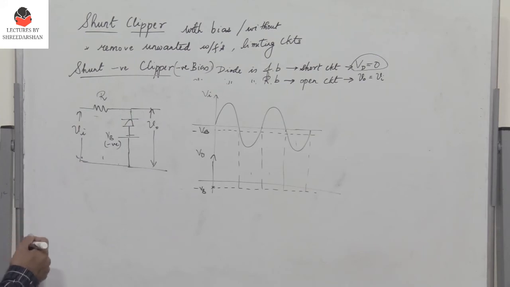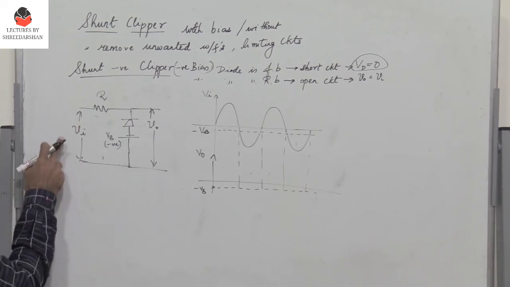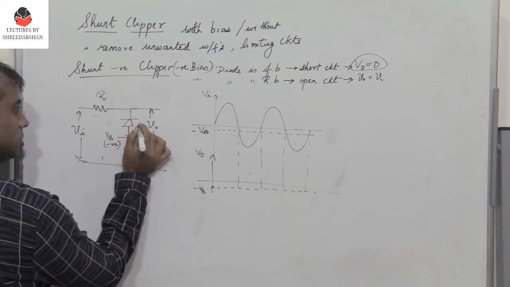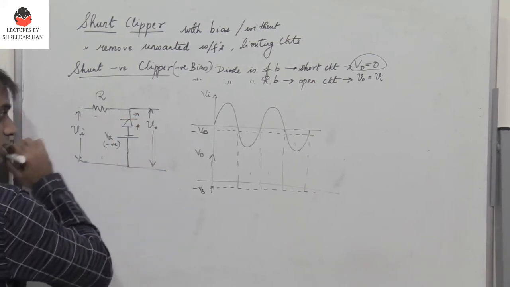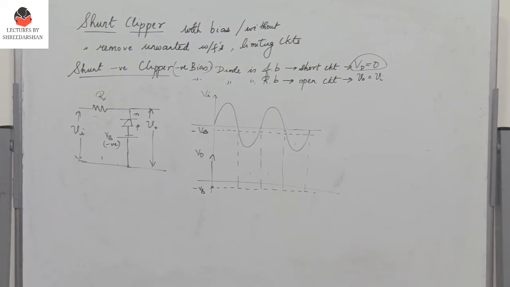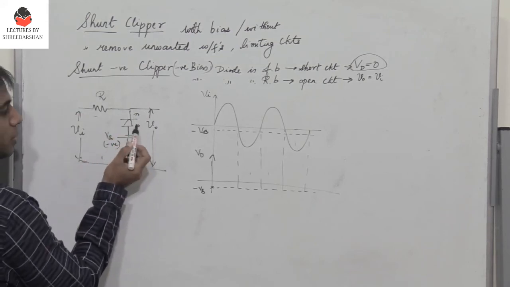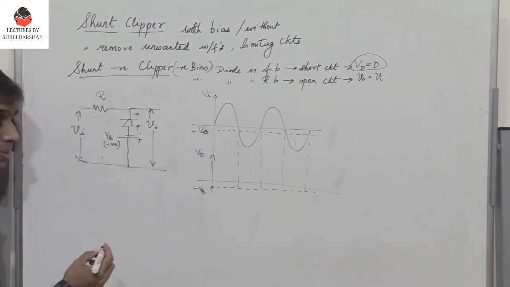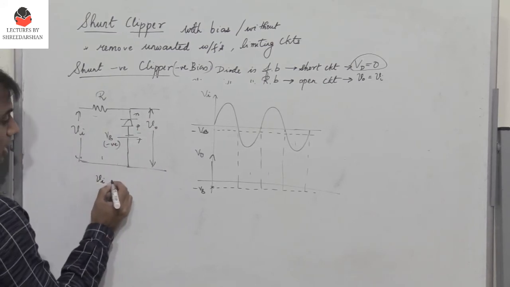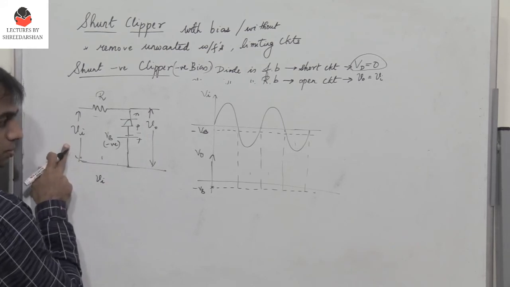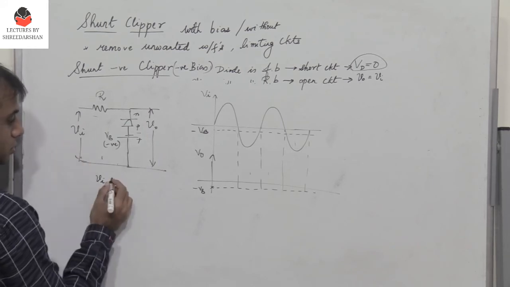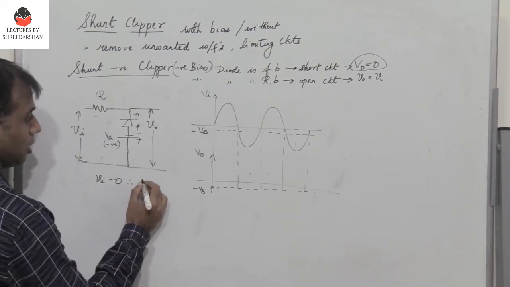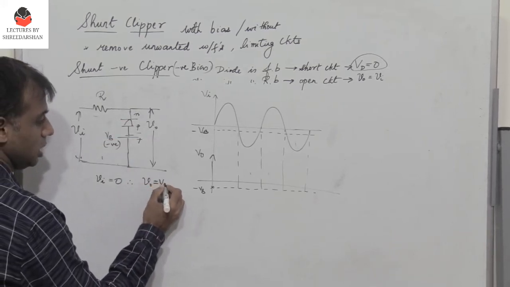So this is a shunt negative clipper with negative bias. Let's assume that the input voltage is 0. When the input voltage is 0, this is P and N. So what is happening here? We find that the diode is already reverse biased because P is connected to negative. So when Vi is equal to 0, the diode is already reverse biased. Therefore, we find that the output follows the input Vi.